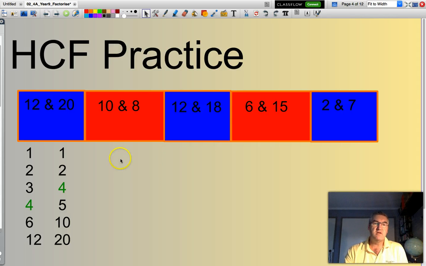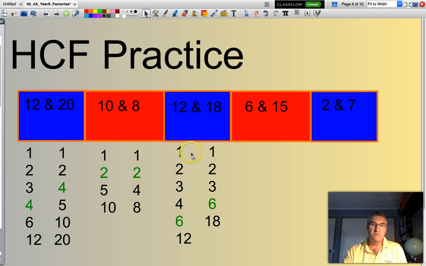Okay, what about 10 and 8? We'll do the same sort of thing. There you can see, highest common factor would be 2. So just go down the list, factors of 10, factors of 8. You can pause this video and just double check if you're not too sure.